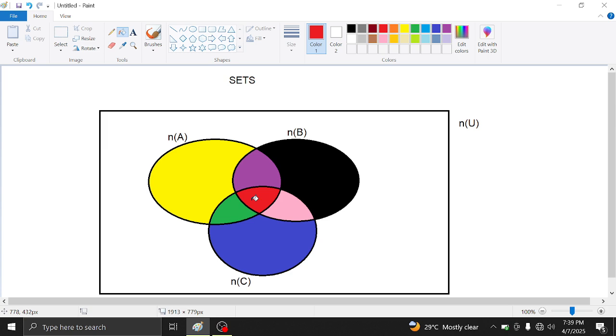Cool. So let me go over that again. The yellow part is number of A only, the black part is number of B only, the blue part is number of C only, the green part is number of A intersection C, the pink part is number of B intersection C, the purple part is number of A intersection B, and the red part is number of A intersection B intersection C. So let's solve some questions about that, and I'm going to clear the screen.